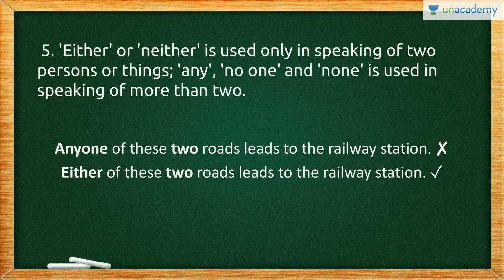Now the next rule is that either or neither is used only in speaking of two persons or things. Any, no one, and none are used in speaking of more than two. So any one of these two roads leads to the railway station. This becomes incorrect because we are talking of just two roads. Either of these two roads leads to the railway station. Either and two.